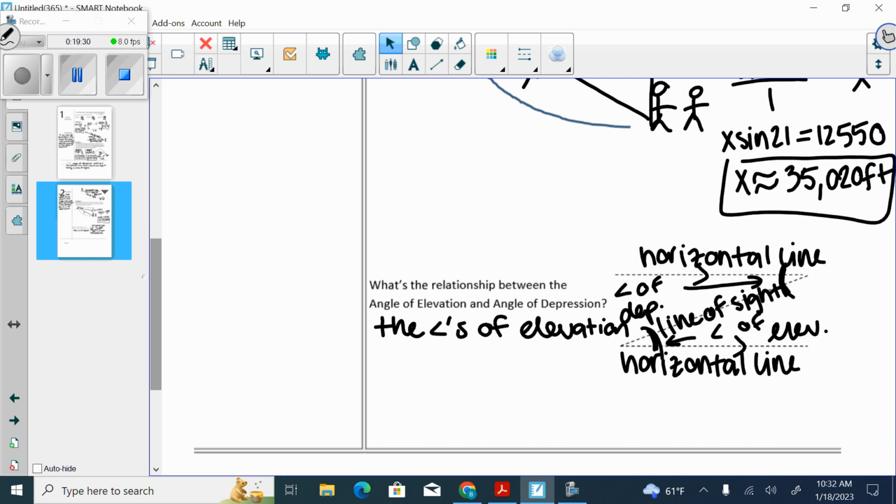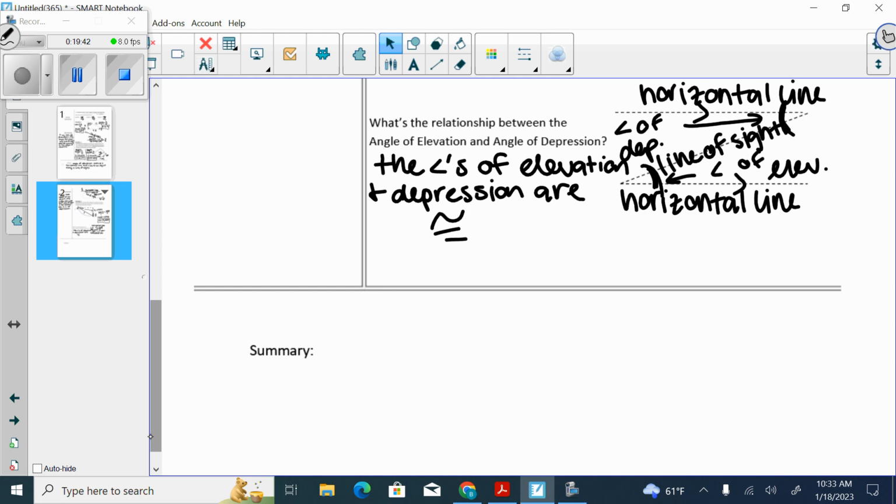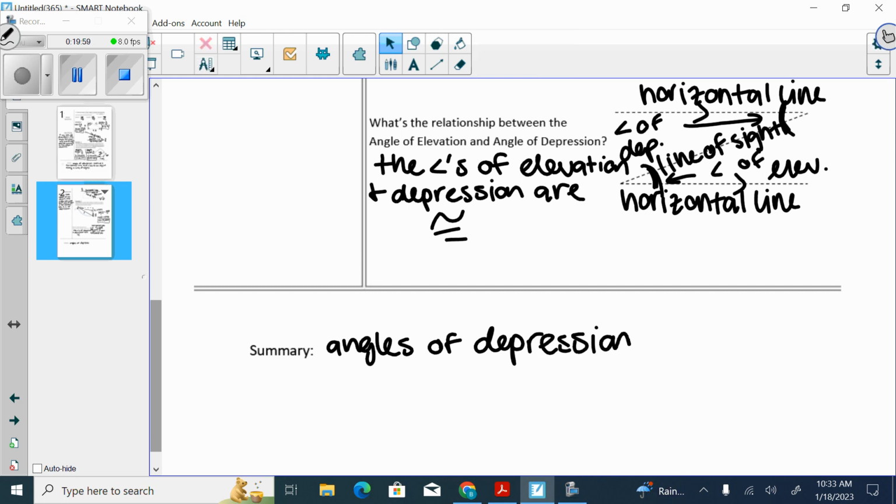Okay? So the angles of elevation and depression are congruent, which should be our big takeaway from this page, that those are going to be the same. So for our summary, we'll just say angles of depression situation are equal angles between two objects.